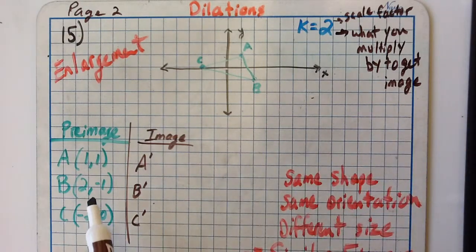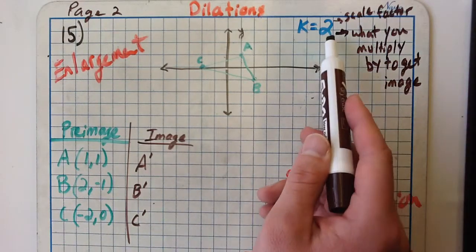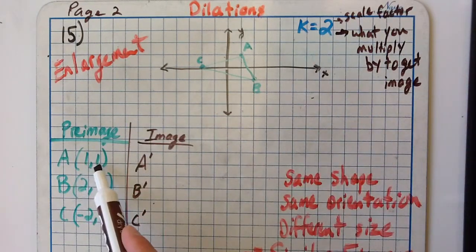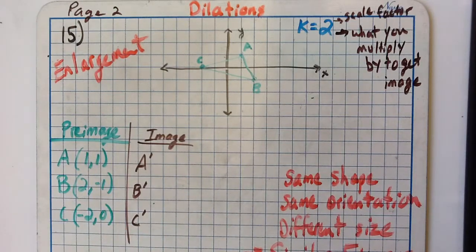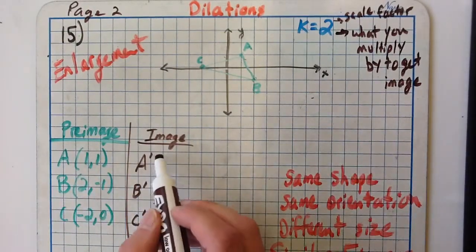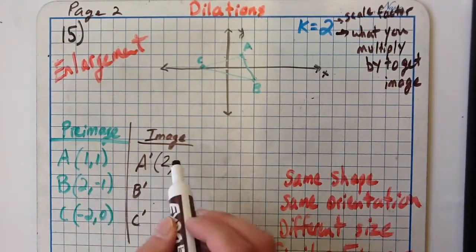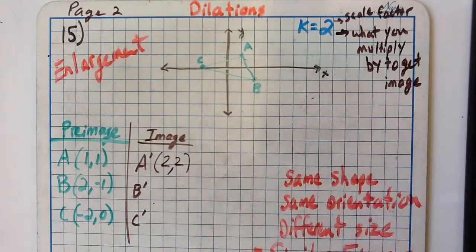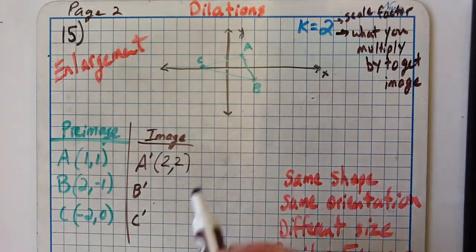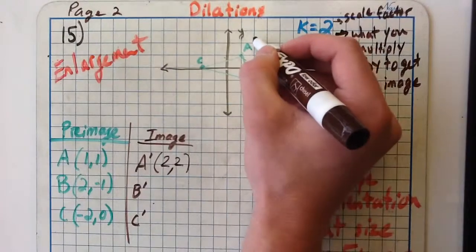So here are the coordinates for triangle ABC. We use this scale factor 2 to multiply each of these coordinates by that scale factor to get the coordinates for the image. So if A is at 1, 1, we'll multiply 1 times 2 to get 2 and 1 times 2 to get 2. So A prime must be at 2, 2. Right 2 and up 2.